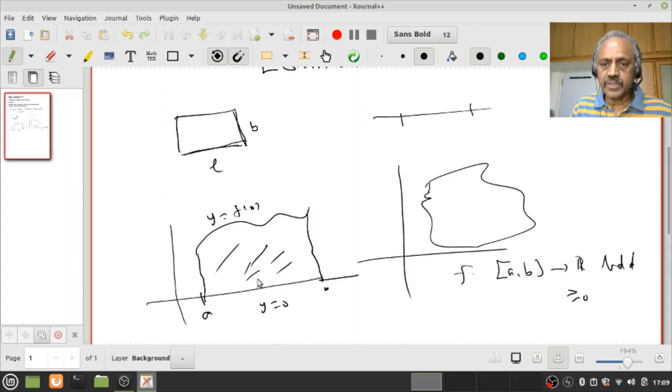So integration theory, to start with, deals with finding the areas of some special kind of regions like this, which are bounded by four curves. Two curves are easy curves, x equal to a and x equal to b, which are straight lines, and y equal to 0, that's also a straight line. The fourth curve is the real curve, y equal to f(x). At present we are assuming this is positive. Now let's understand how to do this.